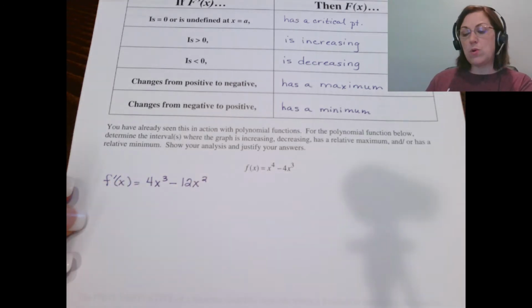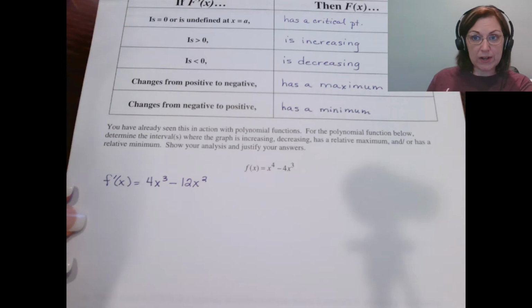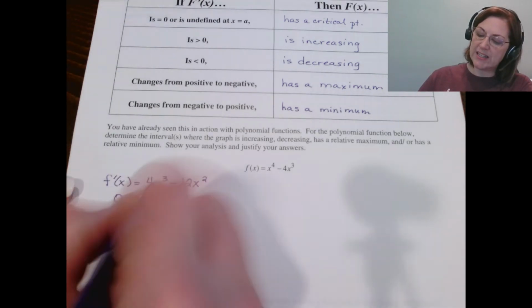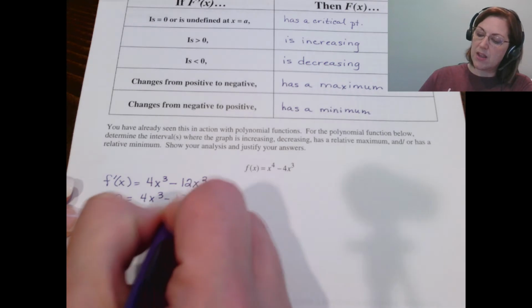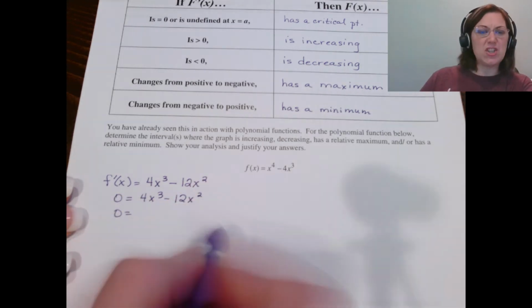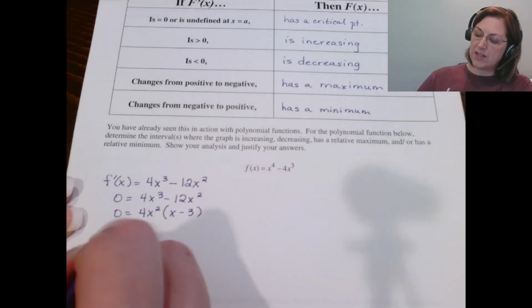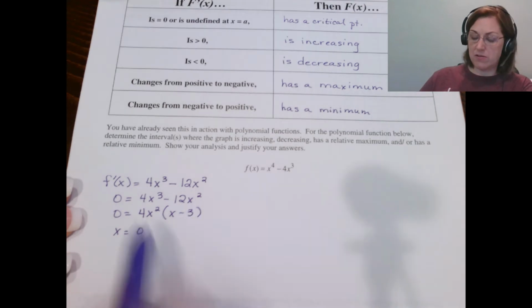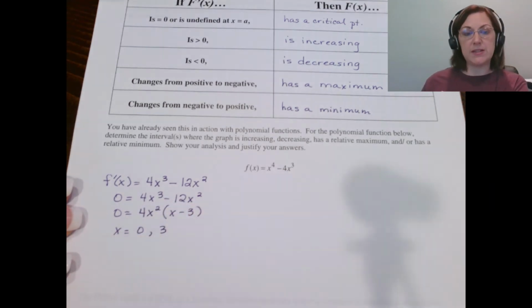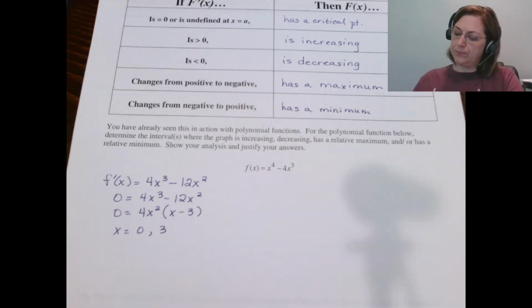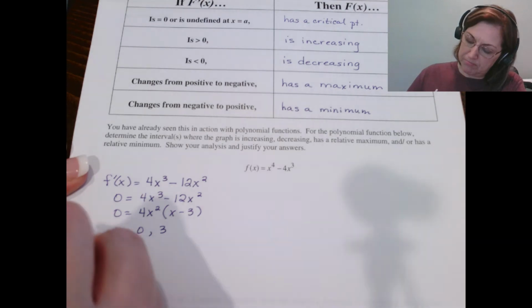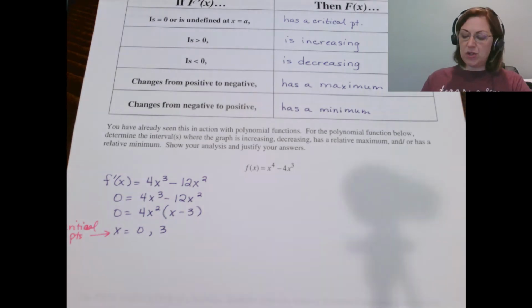Now, as we stated, when the derivative is equal to 0, we have a critical point. So we begin by setting this equal to 0, and we solve, looking for that GCF being 4x squared. And so we can see that x would be 0 from here, or x would be 3 from the parentheses. These are called our critical points. And what we do with those critical points is we put them on a number line.